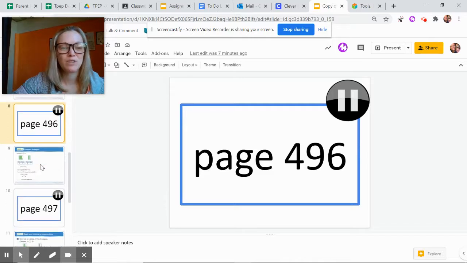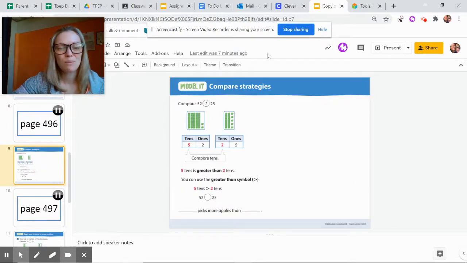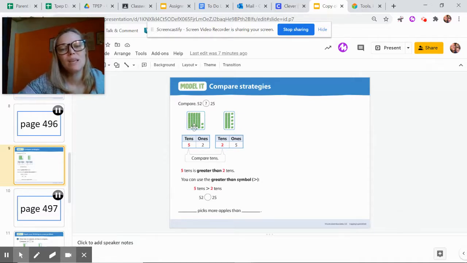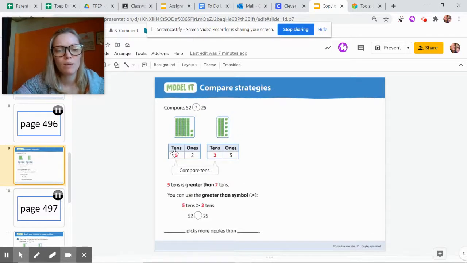Go ahead and turn to page 496. Here's our model it. So it says compare. Remember that word? Compare. How we compared and contrast characters. Now we're comparing numbers to see which one's bigger. The model it tells us that we want to compare the tens. See how they have the tens place highlighted red? 5 tens is greater than 2 tens.